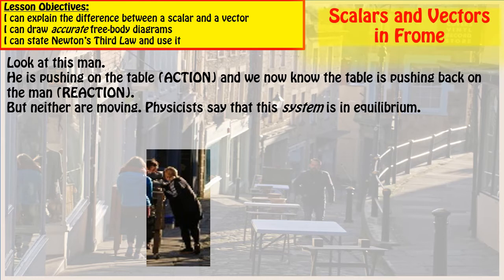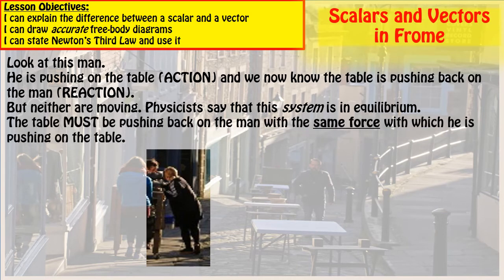So the system stays where it is, nothing moves, it's stationary, and we say that all the forces acting on the body are in equilibrium. The table has to be pushing back on the man with the same force with which he is pushing onto the table. The action and reaction must be equal. They must be in equilibrium.